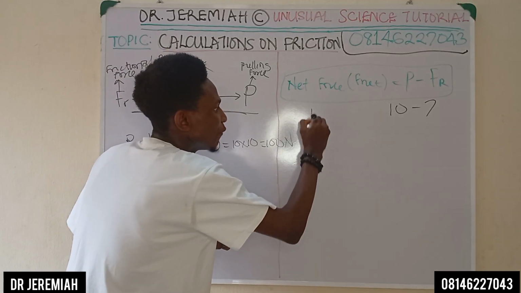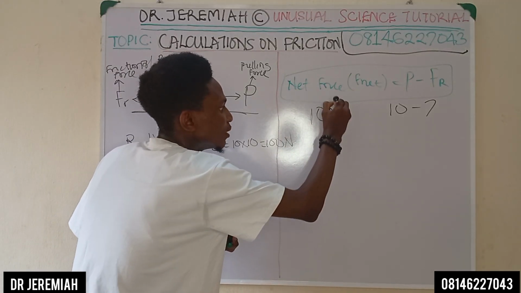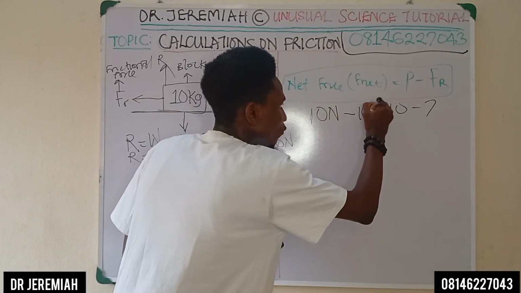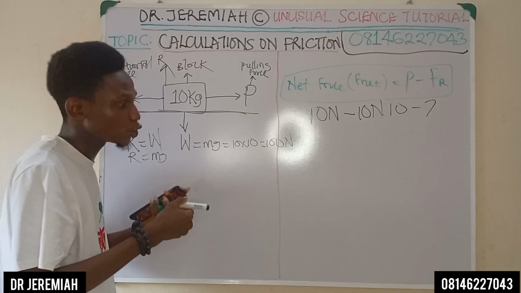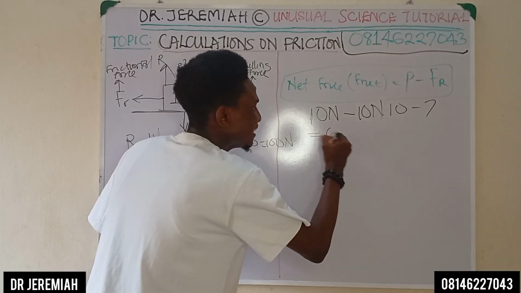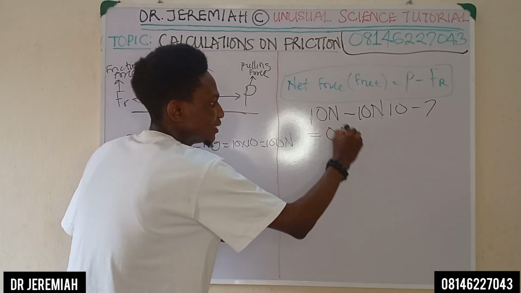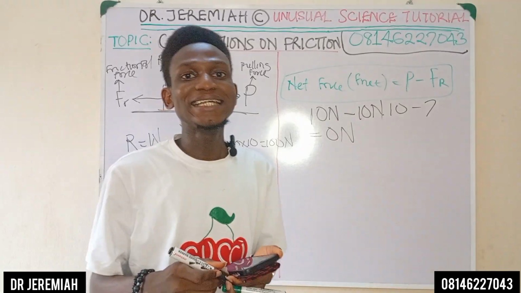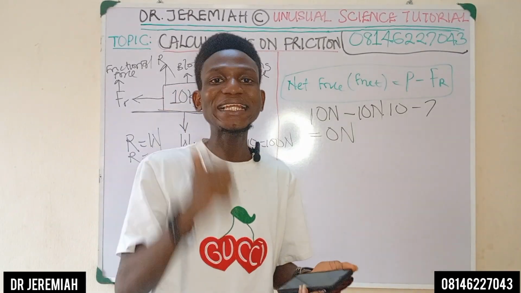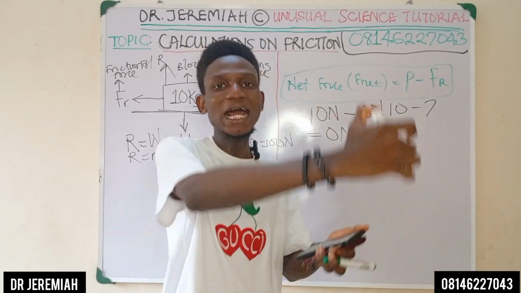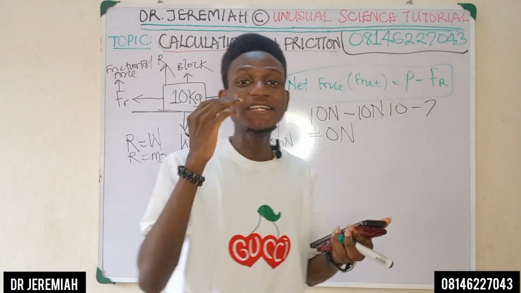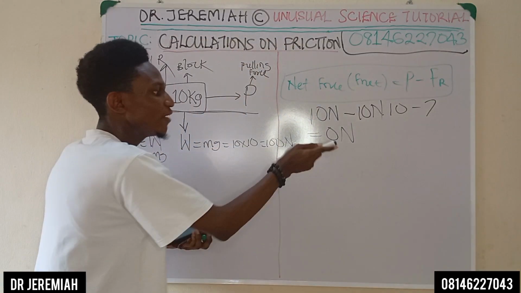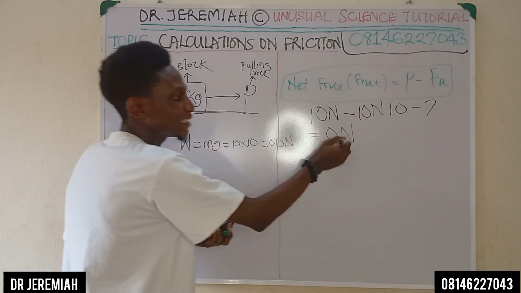Take for instance, we have 10 Newton as pulling force, trying to overcome 10 Newton of frictional force. So for static friction, the net force is 0. Please take note, for static friction the net force is 0 because the body is not yet moving. It's just about to move. So static friction is the force that must be overcome before a body can begin to move. So the net force is 0 Newton for static friction.